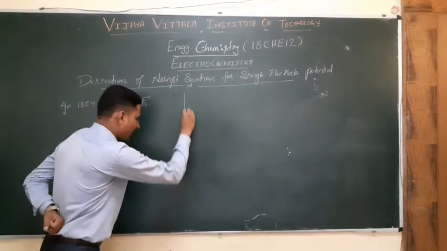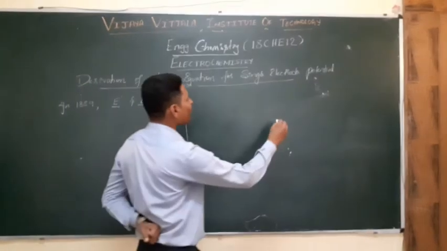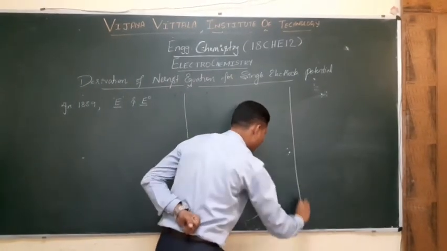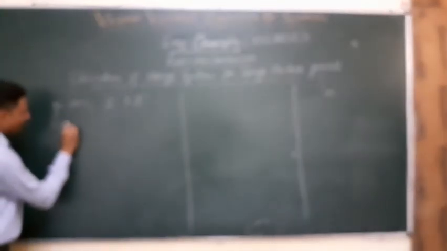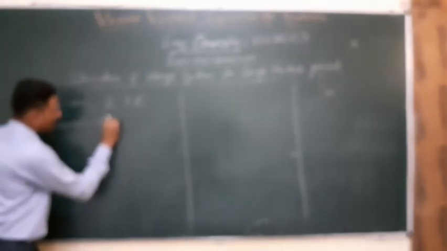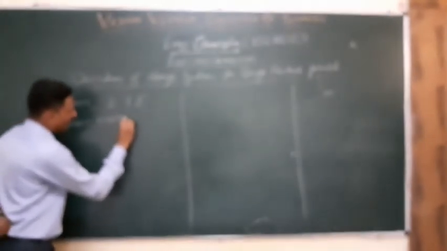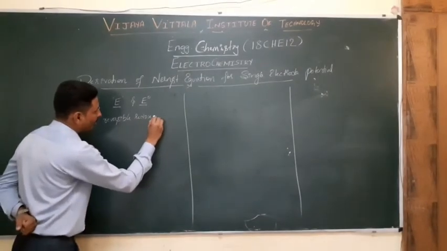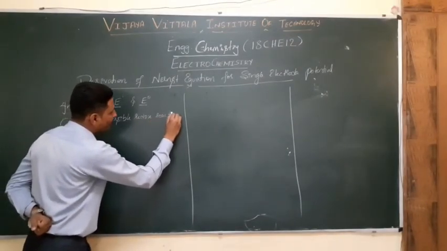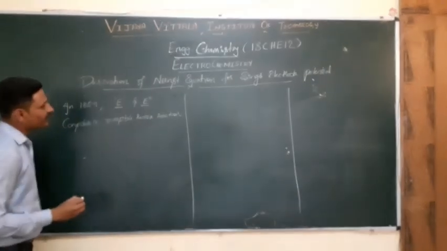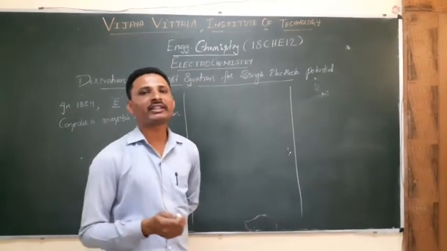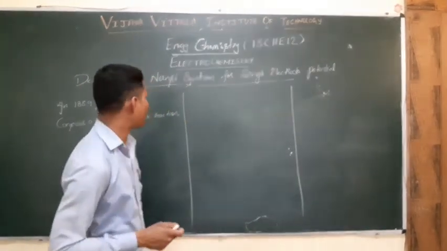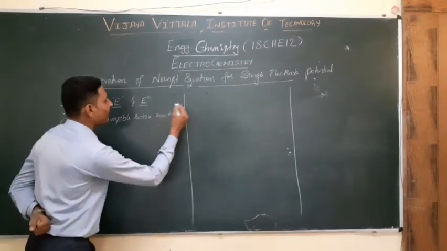So now first we will consider a reversible redox reaction, right? As I told you, what is a redox reaction? It is the reaction in which oxidation and reduction take place simultaneously. So consider a reversible redox reaction.